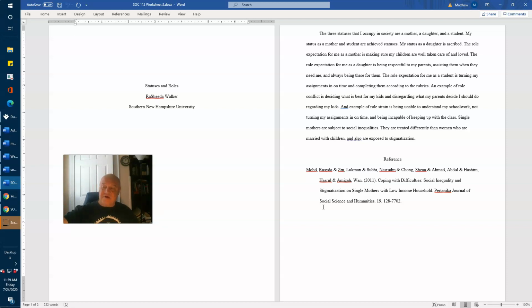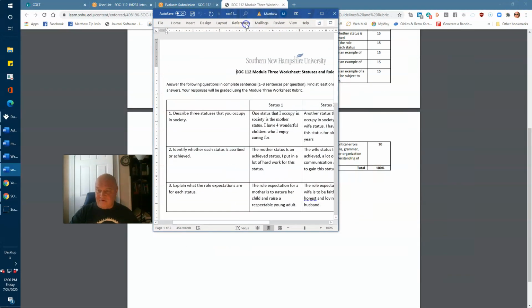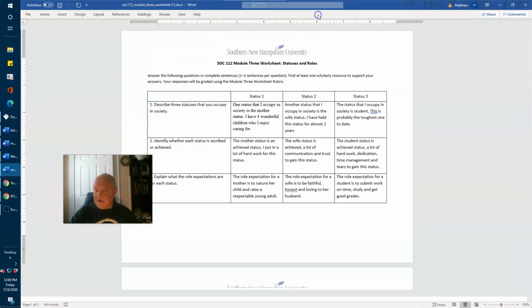It checked all the boxes. I go down the list, I use that rubric when I grade. It's succinct, it's to the point, and it demonstrated Rashida's command of this concept of status and role. Congratulations, Rashida. Excellent paper. Now, I want to give you another, and this was from Felicia.